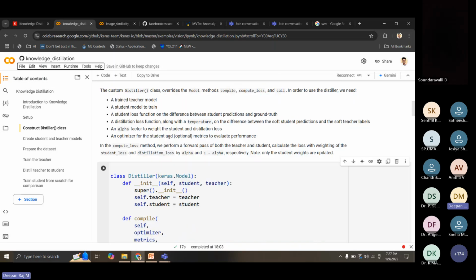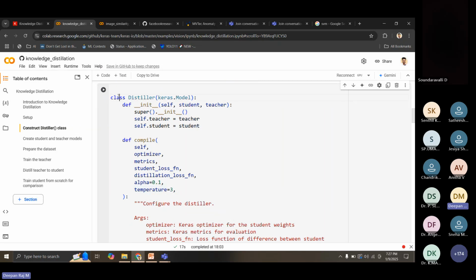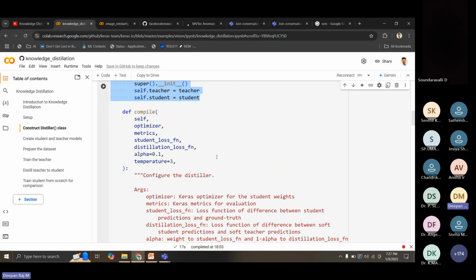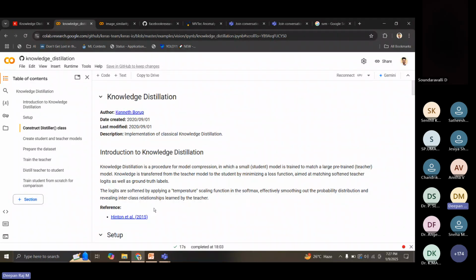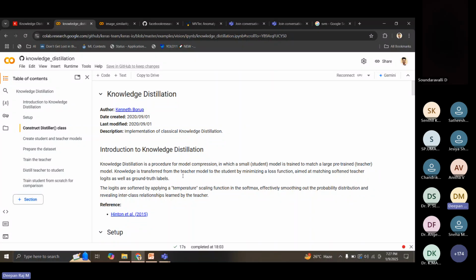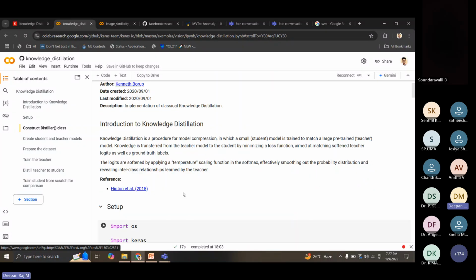So what they have done is create a class known as Distiller that loads both the teacher and student information, and it compiles these things: student loss, distillation loss, alpha, and temperature. Temperature was introduced in this particular knowledge distillation method. It's very unique because they released this paper in 2015, I believe.